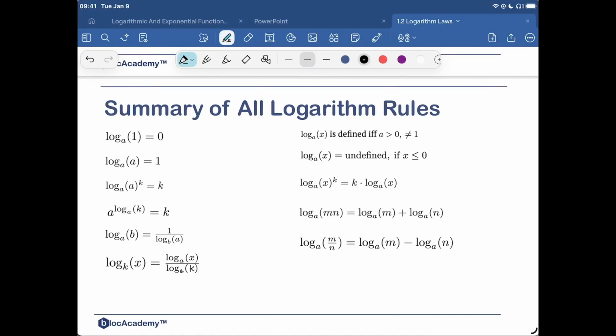So here is a summary of all of our logarithm rules that we have learned today.